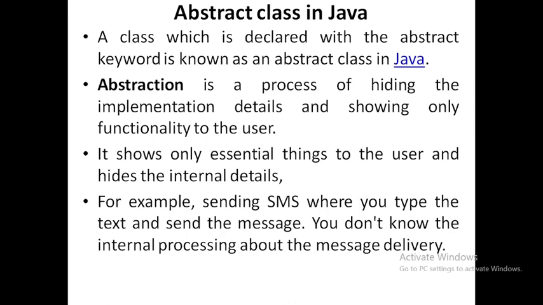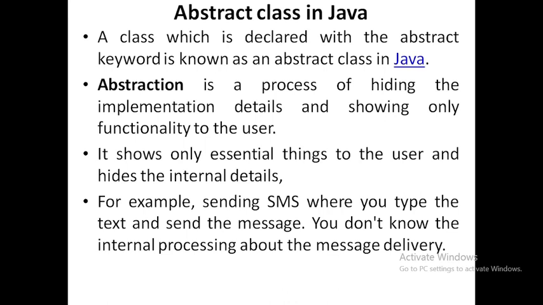So here abstraction is a process of hiding the implementation details and showing only functionality. It shows only essential things to the user and hides the internal details. So this is abstraction.